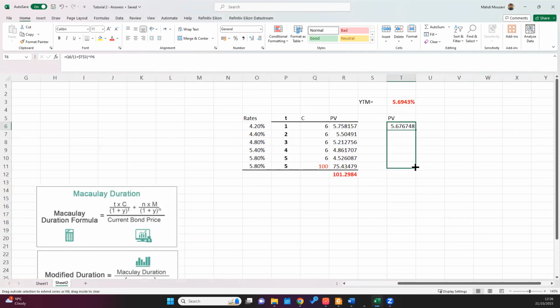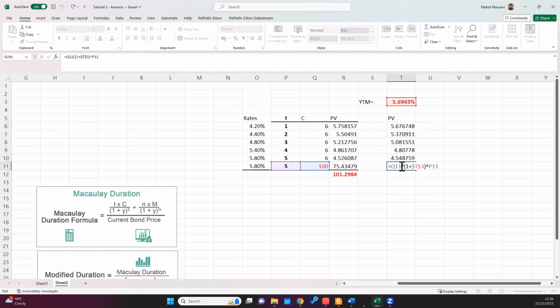And if I drag down, all those formulas would be copied, and the new present values for each cash flow would be calculated. So the sum of them is actually the price of the bond. As you see, there is no difference between these two prices.